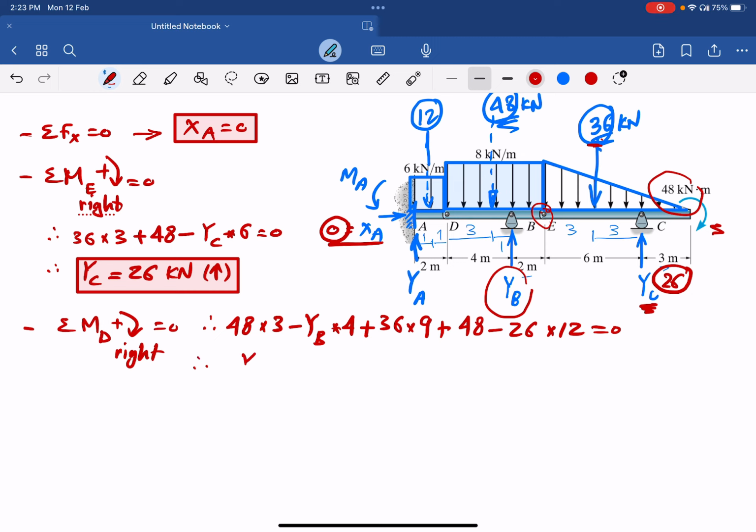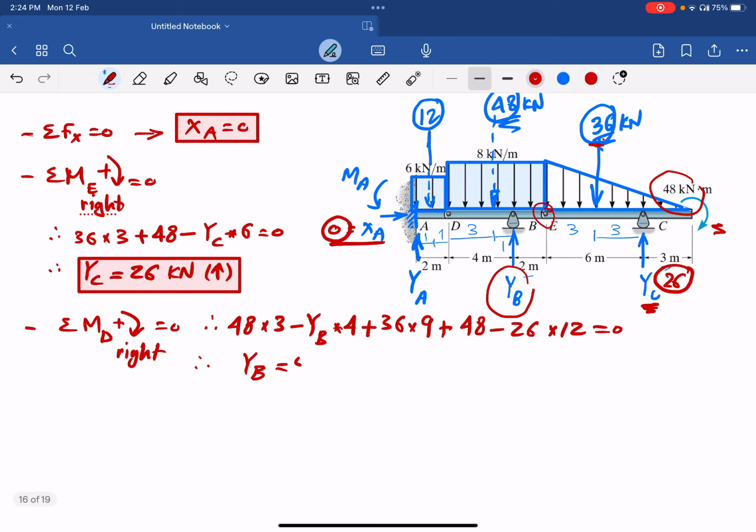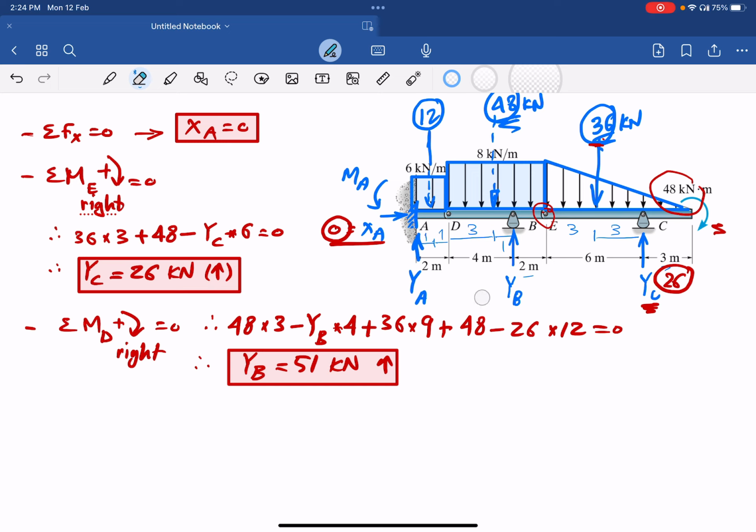By solving this equation, we can get the Y at B, and let's do it together. So it will be 48 times 3 plus 36 times 9 plus 48 minus 26 times 12, all divided by 4. So the Y at B equals to 51 kilonewton going upward as we assumed. And this will be our third reaction, which is the Y at B. And let's write it here as well. So this is 51 kilonewton, which is the Y at B.